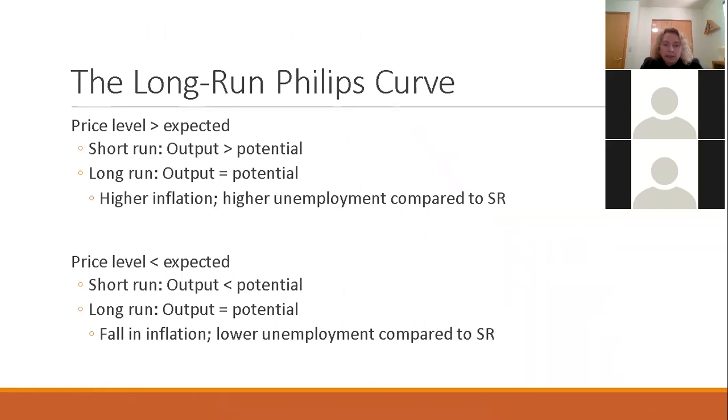When price level is less than expected, in the short run, output is less than potential. We have that recessionary gap. This is sort of summary. We already kind of talked about all this stuff. In the long run, you can see we go back to potential. There's a fall in inflation or deflation sometimes, and lower unemployment compared to the short run. Because we're hiring more people, we're getting rid of that recessionary gap and getting ourselves back to potential output.